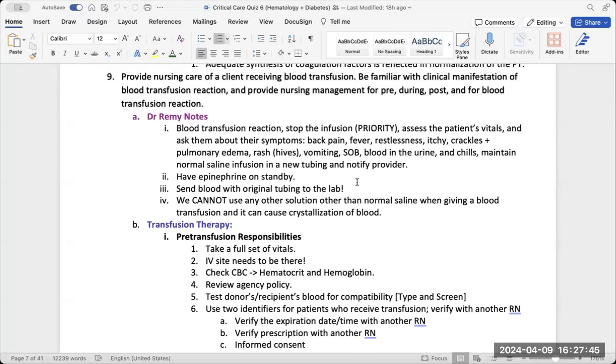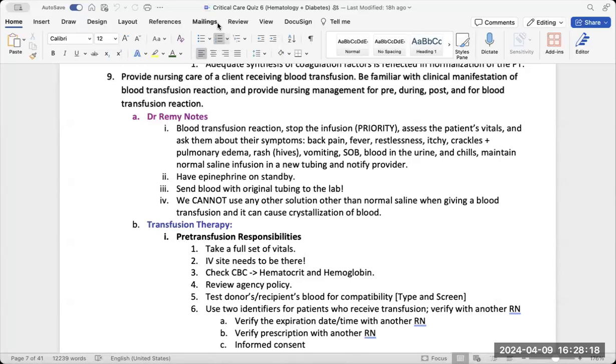If we notice that they're having a blood transfusion reaction, we stop the transfusion, and we assess the patient with vitals and look at their symptoms. Then we're going to maintain a normal saline infusion, to try to drain out everything that's going on there, with a new tubing. We're not going to use the same tubing, because we're going to take the tubing of the blood, still connected, and bring it back to the blood bank so they can analyze it to see what went wrong, and we're going to notify a doctor.